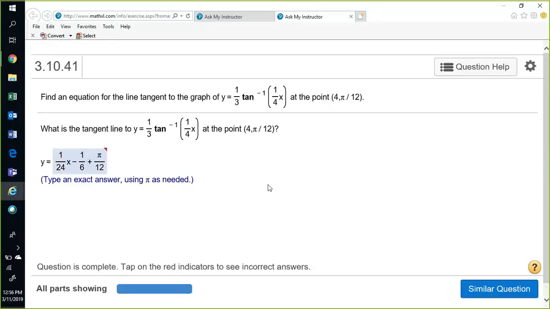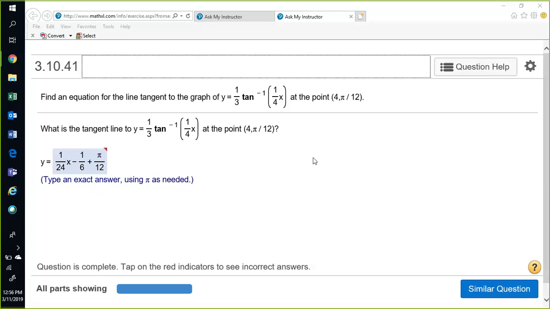I'm going to send you a recording on two problems which a student wanted me to go over, which are kind of tough. So I wanted to show you how to do those problems. The first one, as you can see on my screen, is find the equation of the tangent to the graph of y equals 1/3 of tangent inverse. So it involves the inverse tangent function, and the point is given as x equals 4 and y equals pi over 12.